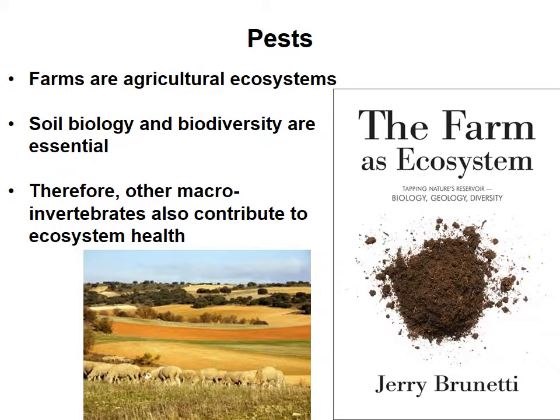Farms can be referred to as agricultural ecosystems. They're not sterile laboratories, so soil biology and biodiversity are essential for productive farming systems. So from here, it shouldn't be a great step to accept that there are other macroinvertebrates that contribute to the health of the ecosystem. For example, species that actively decompose plant materials such as stubble, species that prey on pests, and others that are not pests or predators, but which provide one of those important links in the food chain.